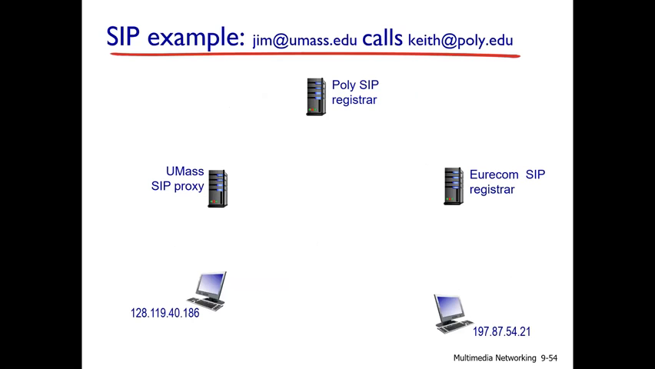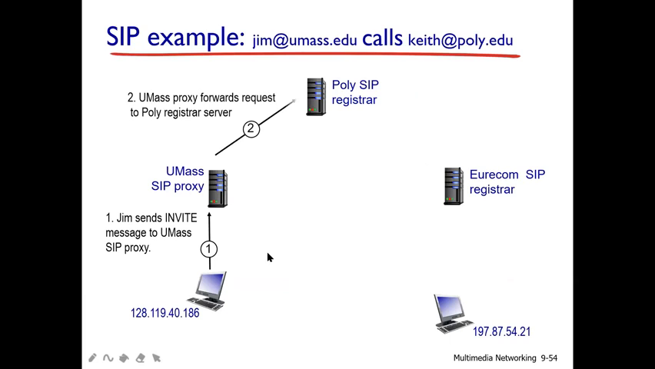Okay, so here you can see the SIP example. Here this person calls this person. So first, the first step will be this IP address, where Jim sends an invite message to his SIP proxy. Next, we have to forward this proxy message to your poly SIP registrar.